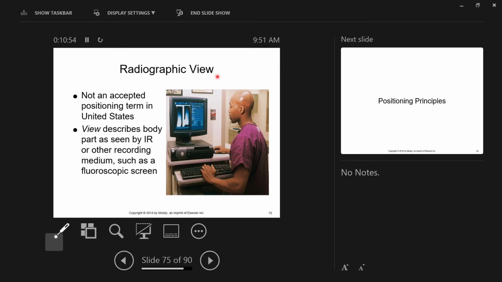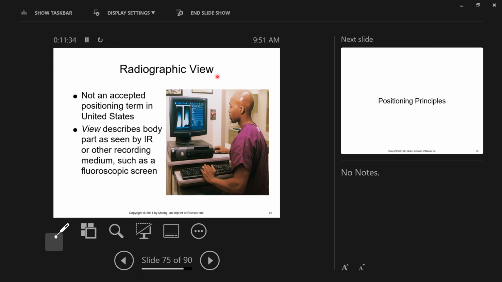So think about it like this. The word view as a technical term means what does the image receptor see? Okay, so you are the image receptor. You have eyes. You're looking out from the image receptor. What do you see as the X-ray tech is positioning the patient, right? Whereas we use the word projection. What does the X-ray tube see, right? So if somebody is in a PA projection with their back to the X-ray tube, their front touching the image receptor, well, the view is AP, right? The radiographic view is AP, but the projection is PA. You can see how that can get confusing pretty quick, right?